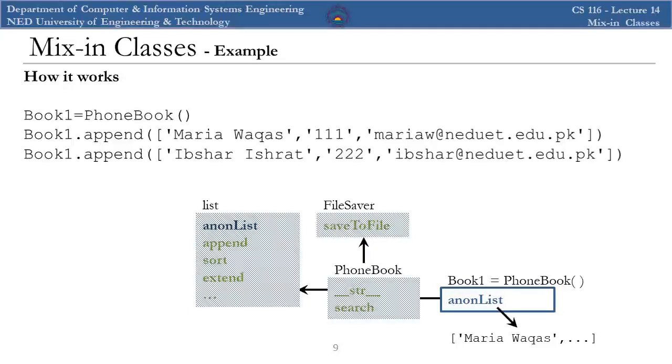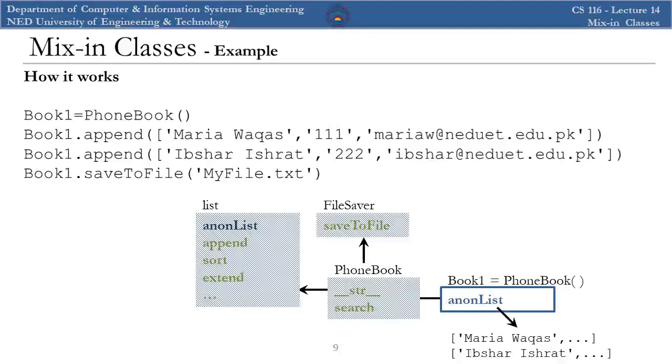Now the same process will be repeated for the second entry. Again, this append method will be searched in the current class, which is phone book, and it's not found there. So class list will be accessed and it's there. A new namespace will be created for this method append, and it will add another entry to our anon list. So here it is, right? Once that method has been executed, that namespace is gone, but the entry in the list is there.